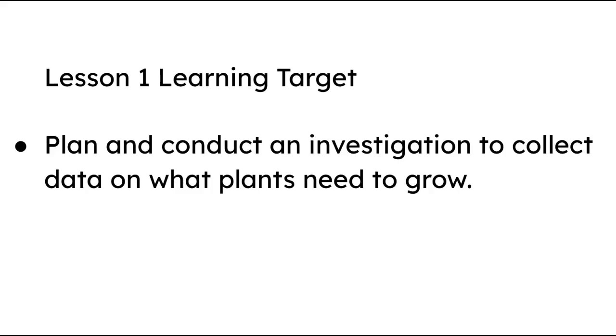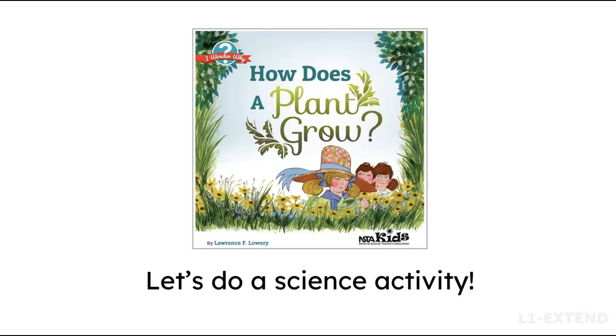By the end of this lesson, students will have planned and conducted an investigation to collect data on what plants need to grow. In Lesson 2, students continue this investigation, making observations, measurements, collecting and recording and analyzing data from their plants. They also learn about the parts of a flowering plant. For the optional Extend, you can do any of the science activities from the back of How Does a Plant Grow?